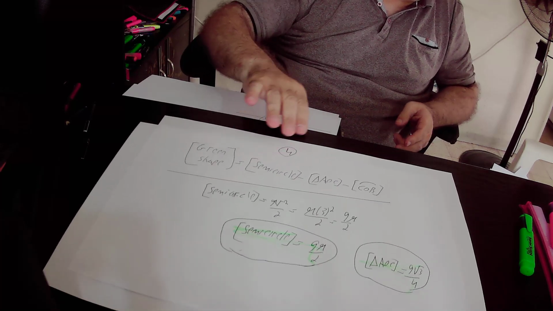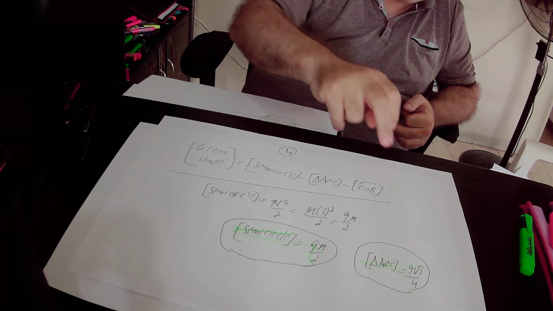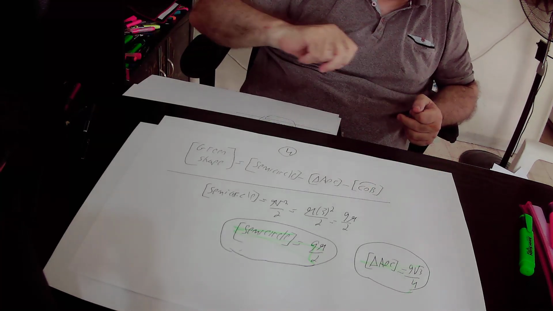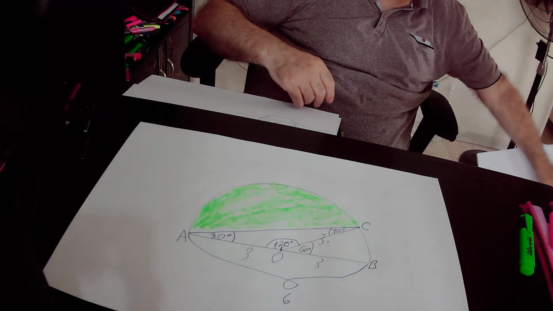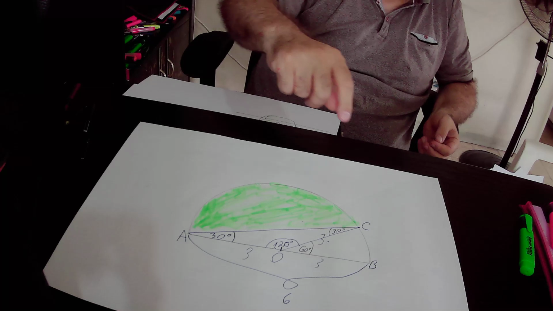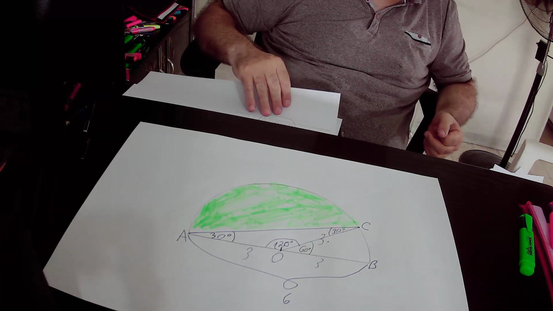We have already found in the first method that the area of triangle AOC is equal to 9 times square root of 3 over 4 square units. The only thing left to do is to find the area of sector COB. What is the area of sector COB?